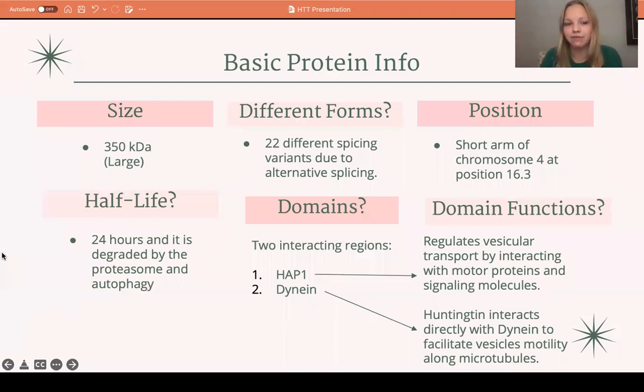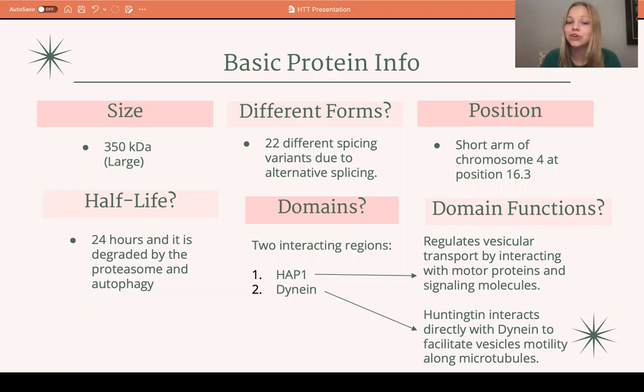So basic protein info. The size is 350 kDa, which is pretty large. Different forms, there's 22 different splicing variants due to the alternative splicing. The position is on the short arm of chromosome 4 at position 16.3. Its half-life is 24 hours and it is degraded by the proteasome and autophagy.